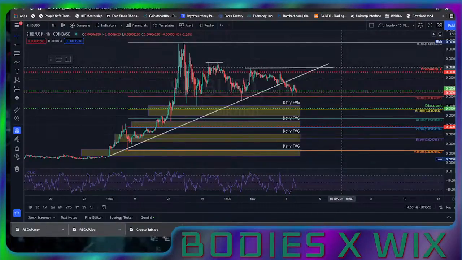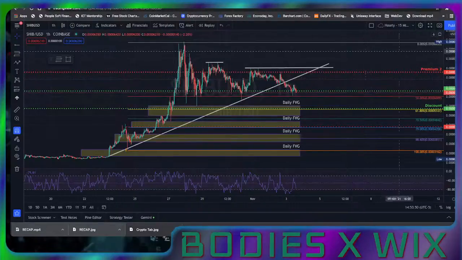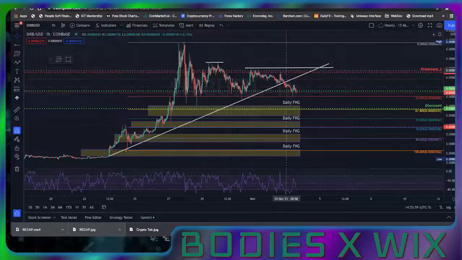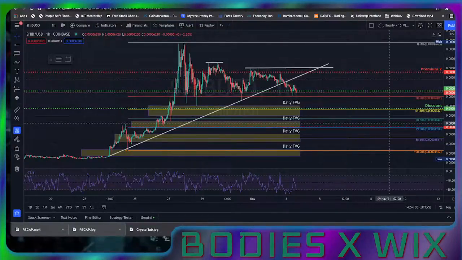I guess I should say quadruple 04400. A lot of zeros in SHIB. But that's okay. But yeah, it went right through the phantom trend line like I had called. And so now we're watching to see what it will do next.